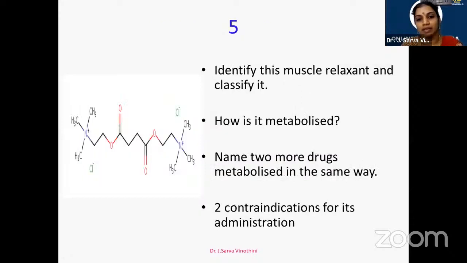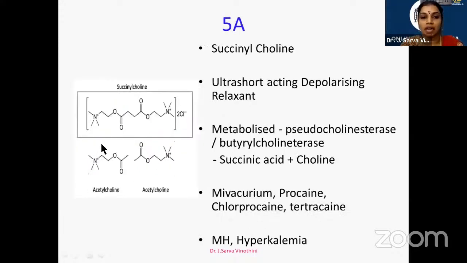Identify this muscle relaxant and classify it. How is it metabolized? Name 2 more drugs metabolized in the same way and a contraindication for its administration. This is succinylcholine. It is just 2 molecules of acetylcholine combined together. Succinylcholine chloride. It is an ultra short acting depolarizing muscle relaxant. It is metabolized by pseudocholinesterase or butyrylcholinesterase enzyme. It is metabolized to succinic acid and choline.